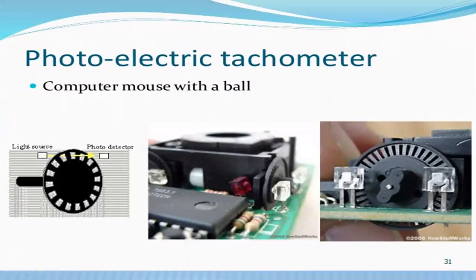Photoelectric tachometer. So what is the computer mouse with a ball? Computer mouse with a ball. So that rotates, and the photoelectric tachometer principle is used in the computer mouse with a ball.